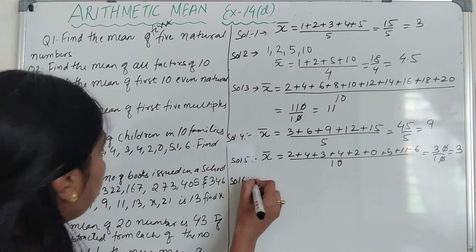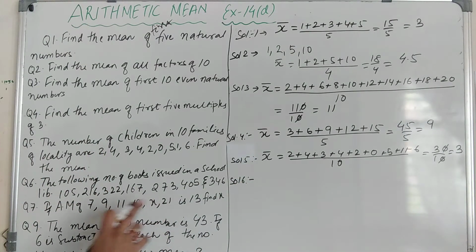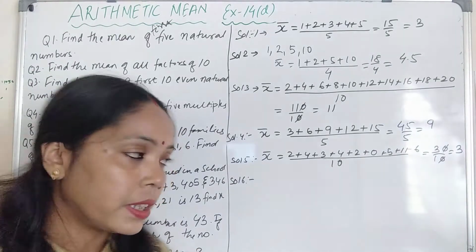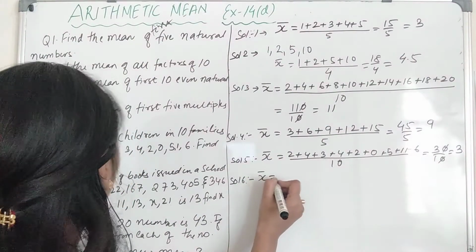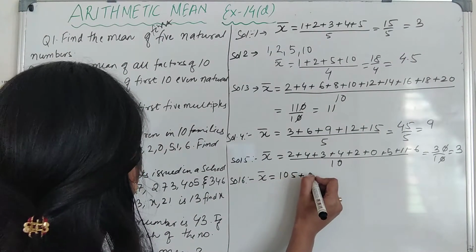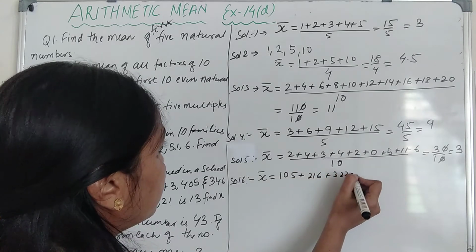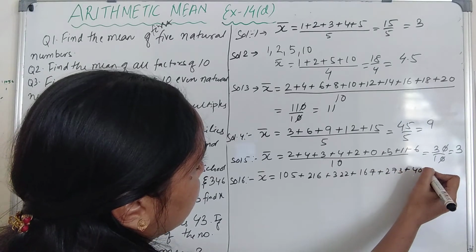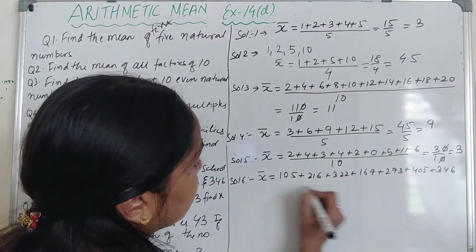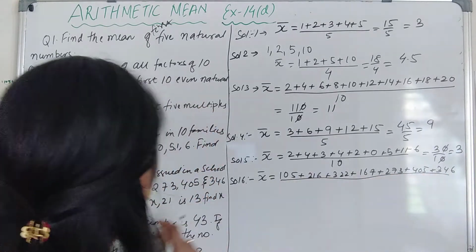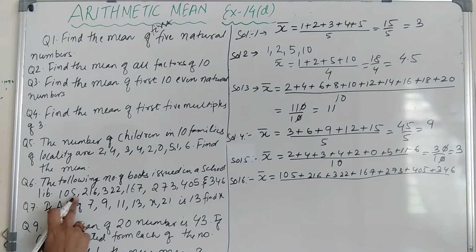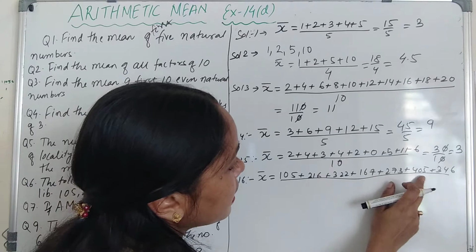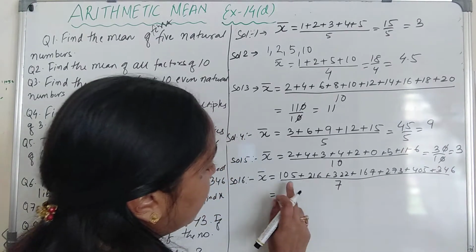Solution of 6. The following number of books issued in a library is this. Again some observations are given. You have to add all the observations. 105 plus 216 plus 322 plus 167 plus 273 plus 405 plus 346 divided by. Now see how many observations are given here. You have to count: 1, 2, 3, 4, 5, 6, 7. So divided by 7.